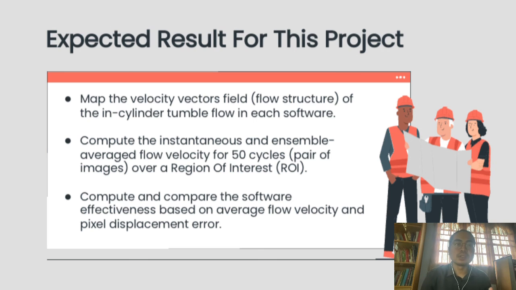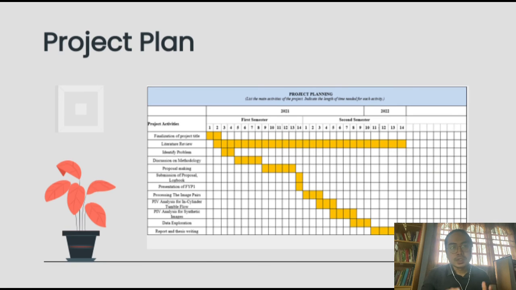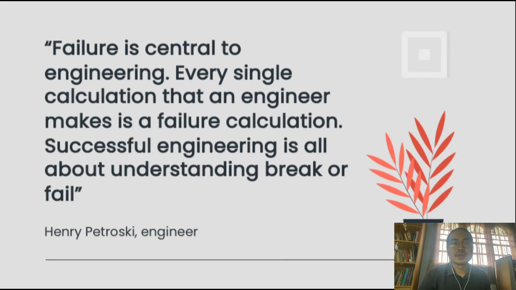The expected result is realistic based on the explanation of the PIV process in the methodology. Then, the next reliable results expected from the outcomes are the computations and comparisons of the software effectiveness based on average flow velocity and pixel displacement error. Finally, the last segment of this presentation is the Gantt chart. The purpose of the Gantt chart is to plan the flow of the project properly. From the figure shown, it depicts the flow of my project planning.